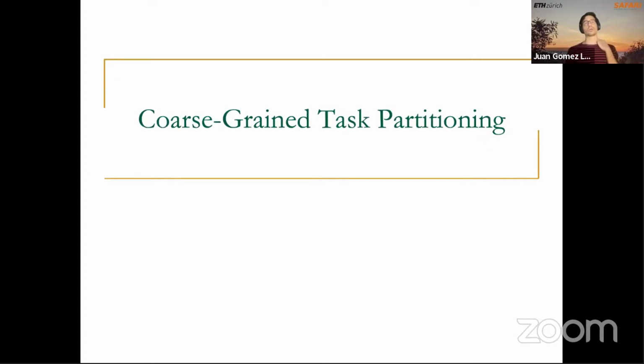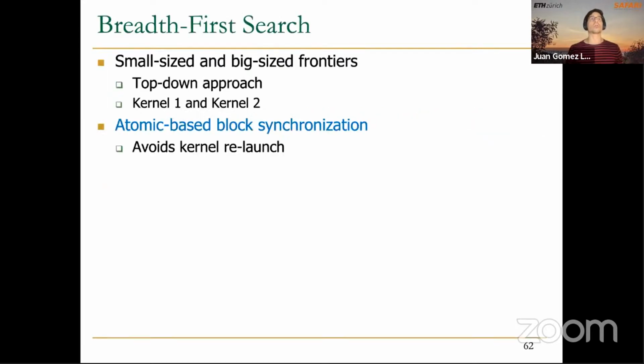Now let's start talking about task partitioning, and we're going to start with coarse-grained task partitioning, and actually with a workload that we are already familiar with, that is breadth-first search. Remember from the lecture on graph search that we talked about two different ways of implementing the BFS kernel. We had kernel one that took advantage of a single thread block using intra-block synchronization and avoiding terminating the kernel and relaunching new ones.